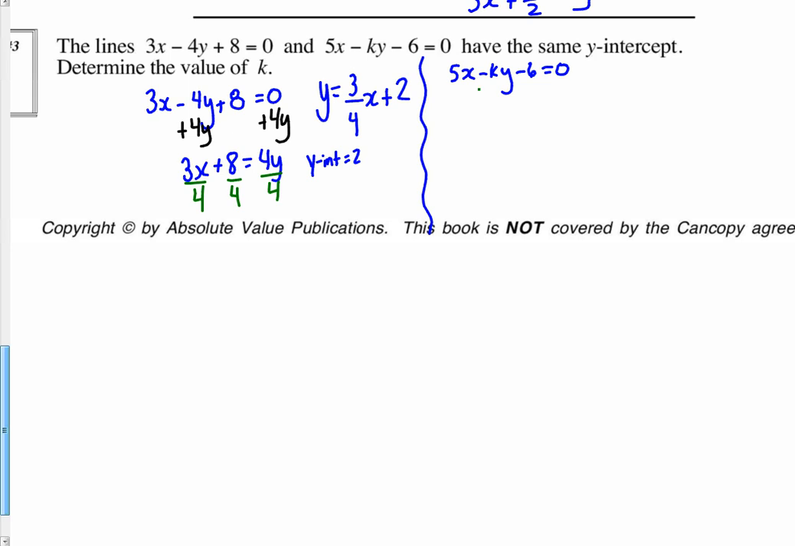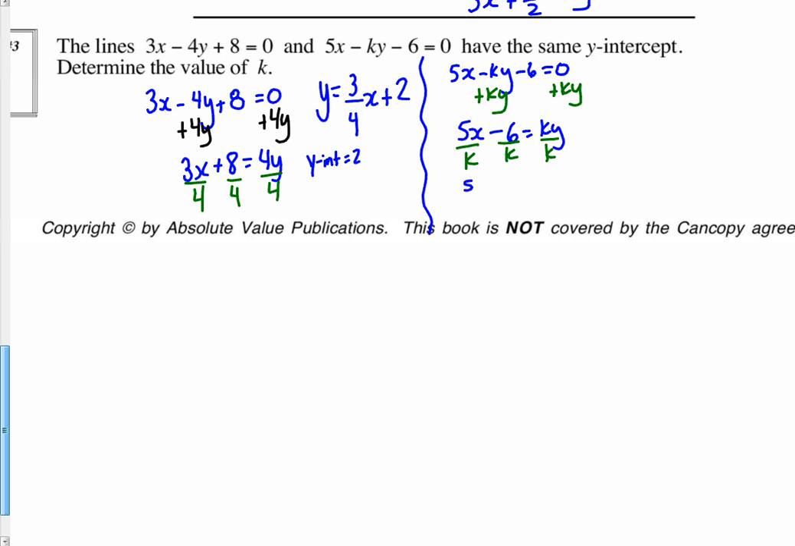Okay, so add ky to both sides. Yes. Okay, then what, J-Ash? Once you're at 5x minus 6 equals ky, what would you do? Not yet. Okay, well, yeah, because we're going to divide everybody by k, right? Probably, to get y by itself.